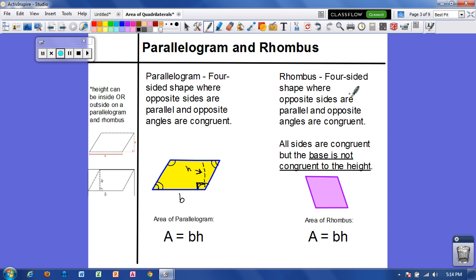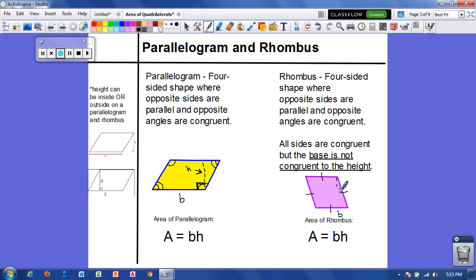Now a rhombus is another four-sided shape where opposite sides are parallel and opposite angles are congruent. On a rhombus, all sides are congruent. That means all four of these sides measure the same. Now be very careful. The same formula is used for a rhombus: area equals base times height. If the bottom here is the base, that does not mean the height is going to be exactly the same, because you might be thinking of a square. No, in a rhombus, remember, the height has to be perpendicular. The base and this side are not perpendicular. They do not make a right angle.